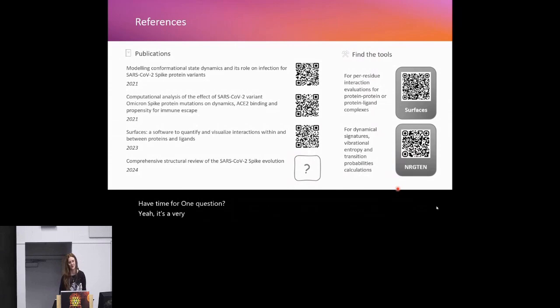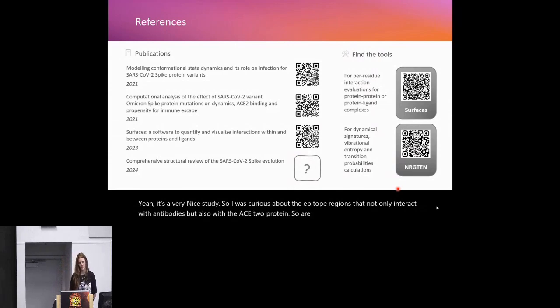So I was curious about the epitope regions that not only interact with antibodies, but also with the ACE2 protein. Are some of these epitopes well understood, from your structures, in the sense of how do you handle their energetics when you're applying those weights in your epitopes?